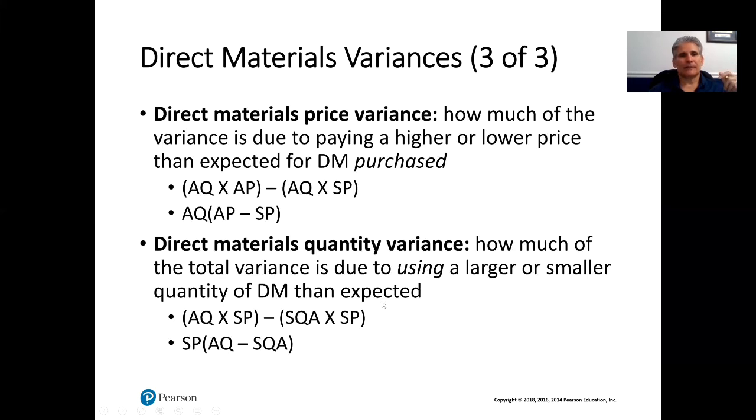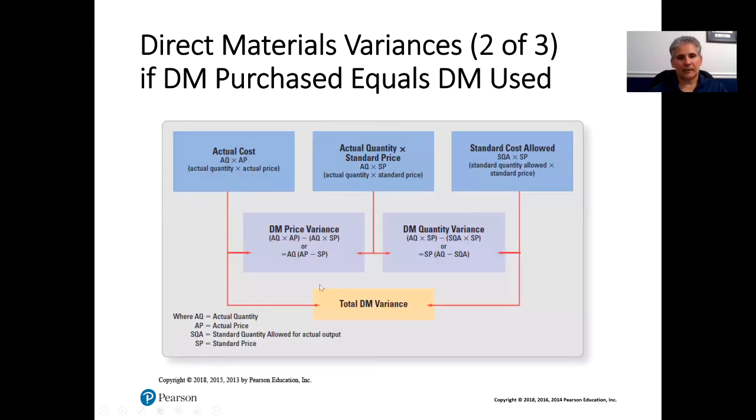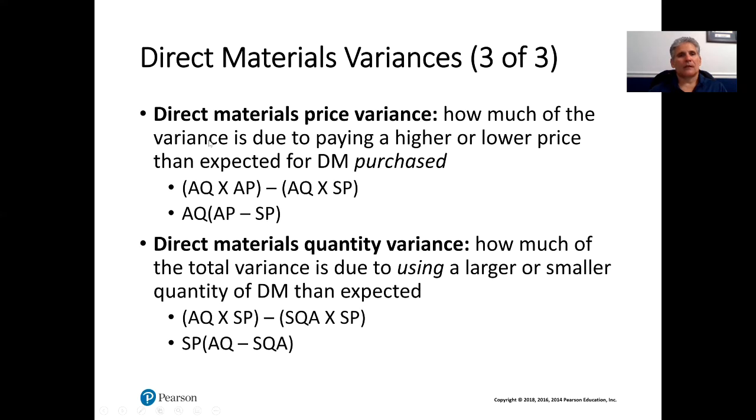Let's take a look at the specific numbers. Here's a breakdown of the direct materials price variance, how we came up with this. This is from the previous slide. That's this formula. And the direct materials quantity variance is this formula. So if you just want the formulas, and don't really care how we got them, those are the formulas: AQ, open parentheses, AP minus SP, and then SP, open parentheses, AQ minus SQA.